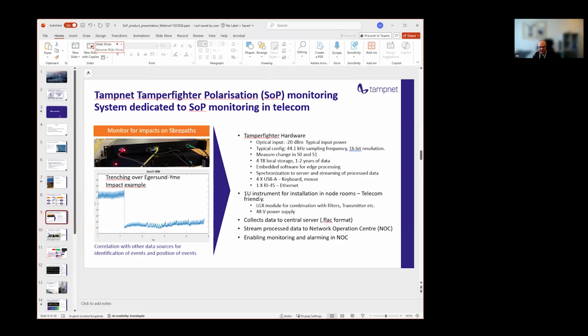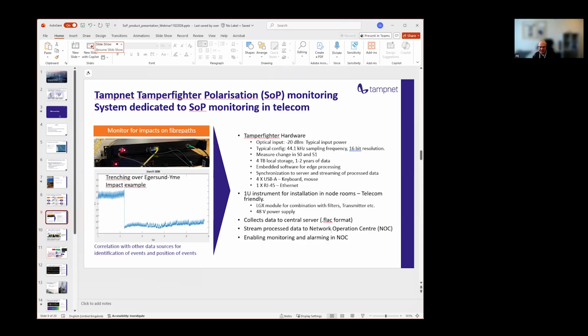And also, in our industrialized version, it will be a 48 volts power supply. And the format of the raw data is .FLAC. It's a compressed audio format, and that actually enables you to use all types of audio tools for doing signal processing on the signal. So you really open a large world of tools by doing this.